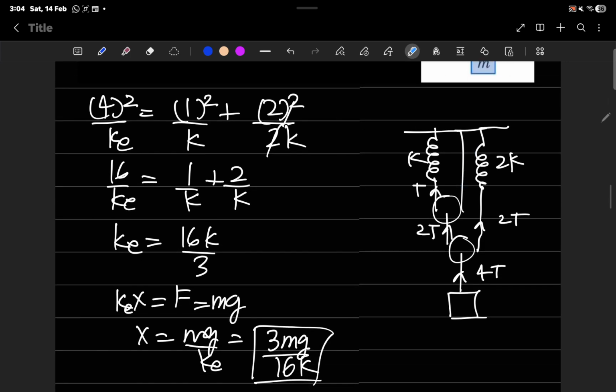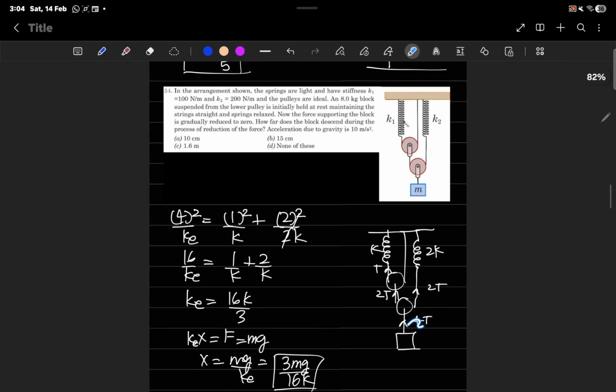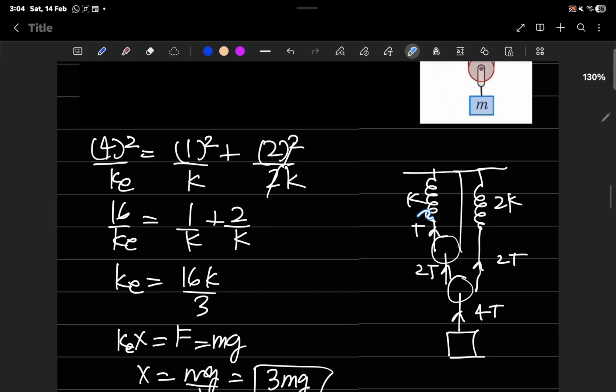Same, we are going to do kx is equal to F, and then since there is mg acting on this, that is equal to mg. So how do we find k effective? Assuming T over here, so T, 2T, then 2T again, and then 4T. And another point I would like to add: always assume T in the lowest spring, because adding fractions is annoying, right? Just a little, nothing is going to happen.